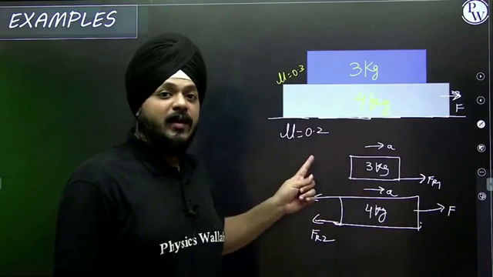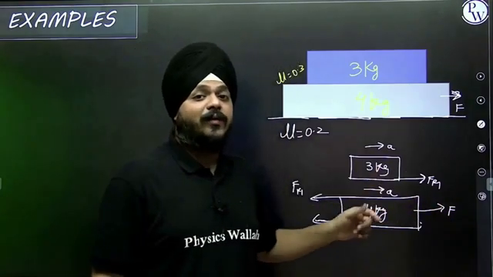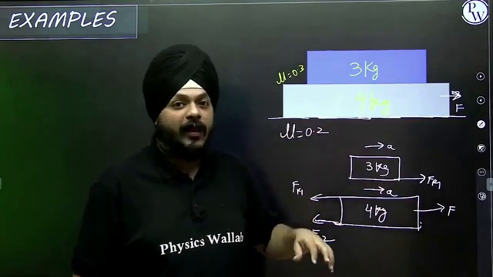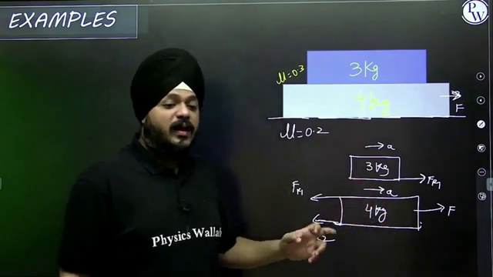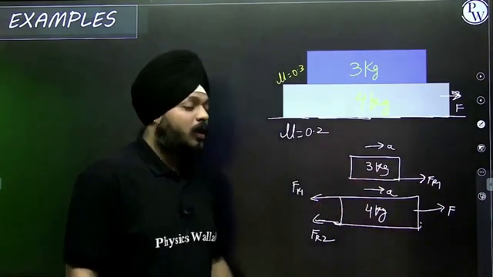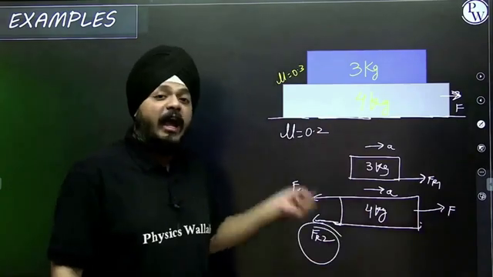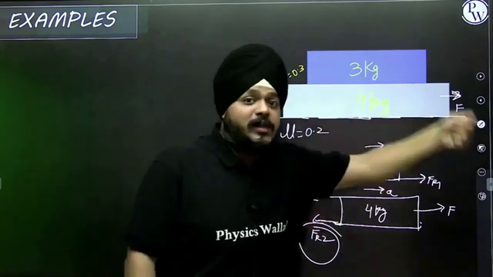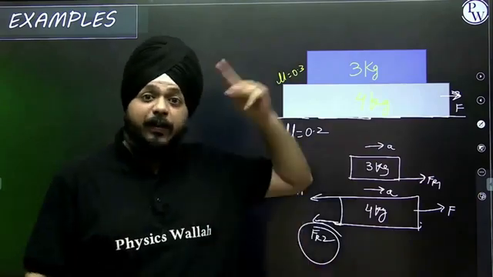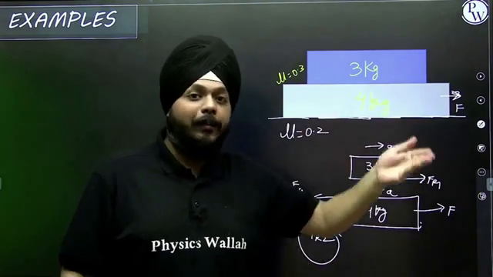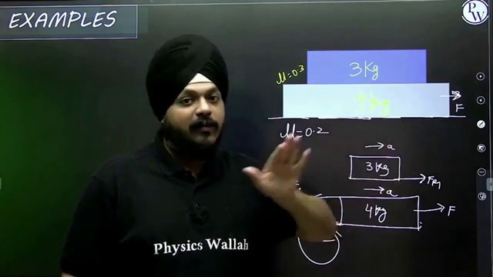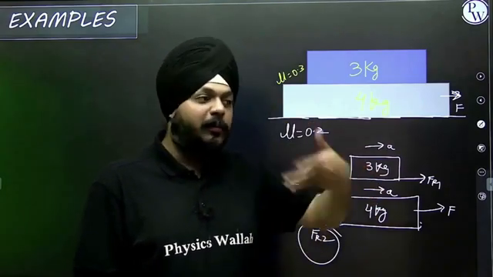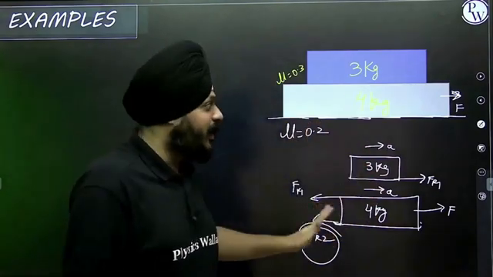In the previous case, F was applied in such a way that they both shouldn't get separated. We got the maximum value of F. In this case, first F needs to overcome this value of FR2, then the system will move, and on the third step the blocks will get separated. In the previous question, on the very first step, if you are applying less than 21 Newton, they both will move together. If you are applying greater than 21 Newton, they both will get separated. Only two priorities were there. Here we are having three priorities.